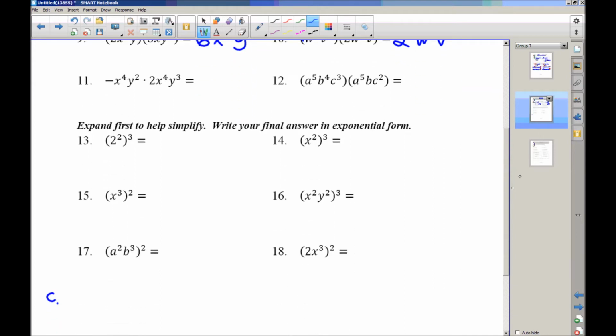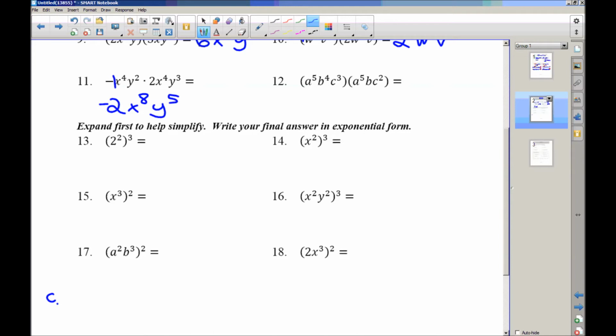Number 11. Our coefficients are negative 1 and 2, so they're going to multiply together to make negative 2. And then we have some x's and some y's. So the x exponents on the x basis are 4 and 4, so 4 plus 4 will make 8. And on the y's, 2 plus 3 will make 5.